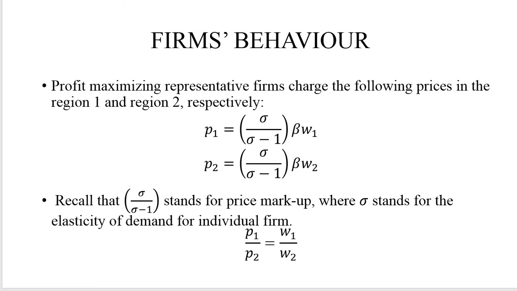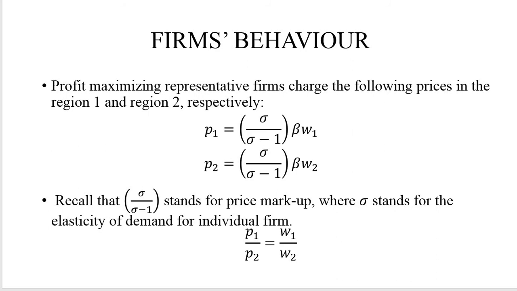Due to the assumption of symmetric technologies and preferences in the two regions, we calculate price. The representative firm from region 1 charges P1 as sigma over sigma minus 1 times beta times W1, and analogously, we calculate the price charged by the representative firm from the second region as sigma over sigma minus 1 times beta times W2.